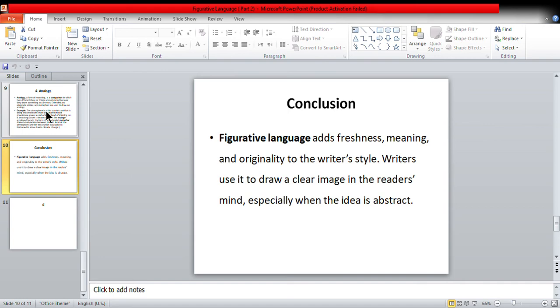As a conclusion, figurative language adds freshness, meaning, and originality to the writer's style. Writers use it to draw a clear image in the reader's mind, especially when the idea is abstract.